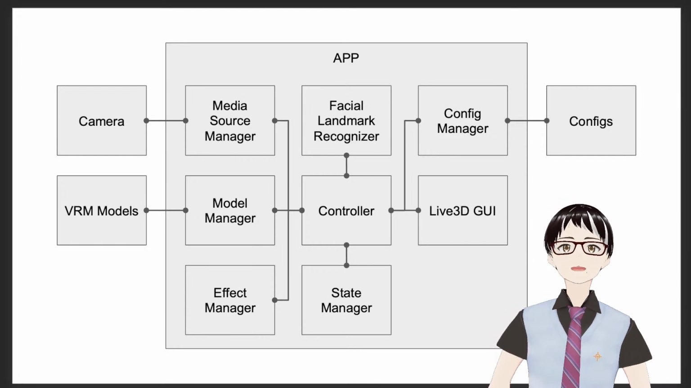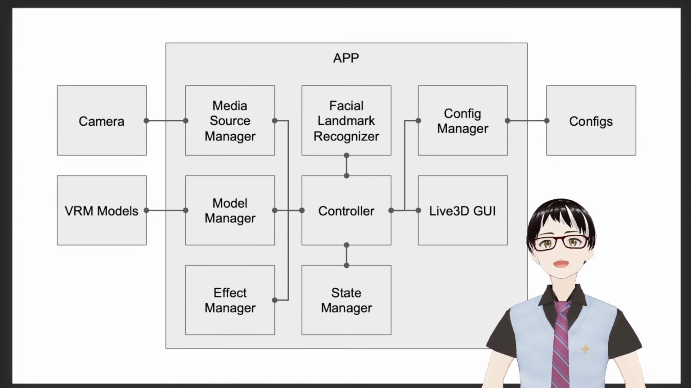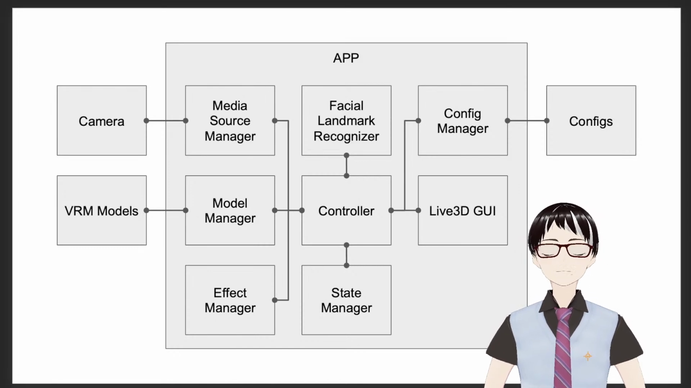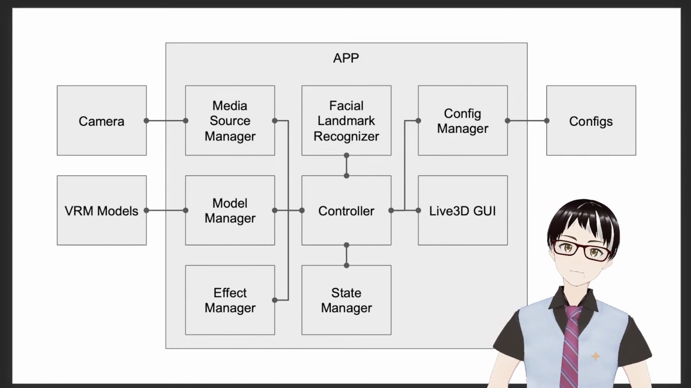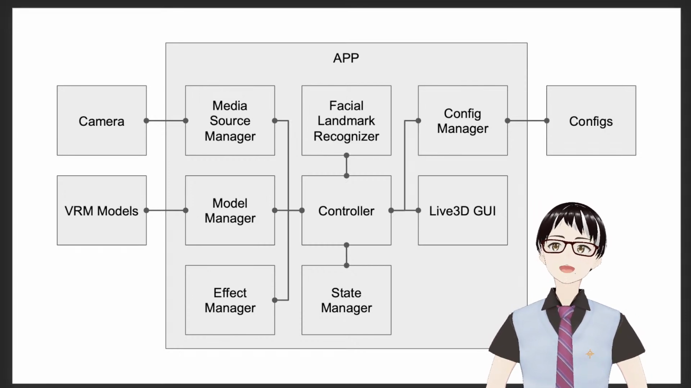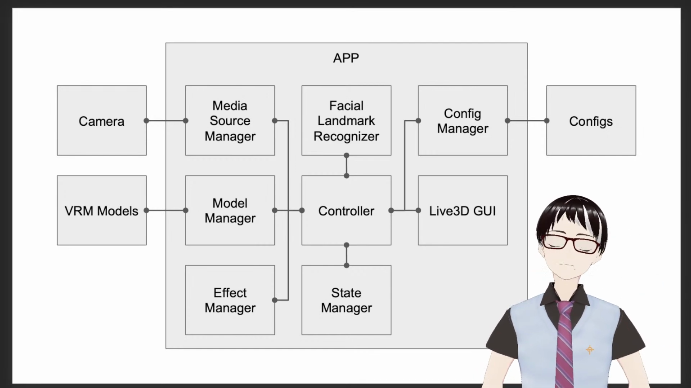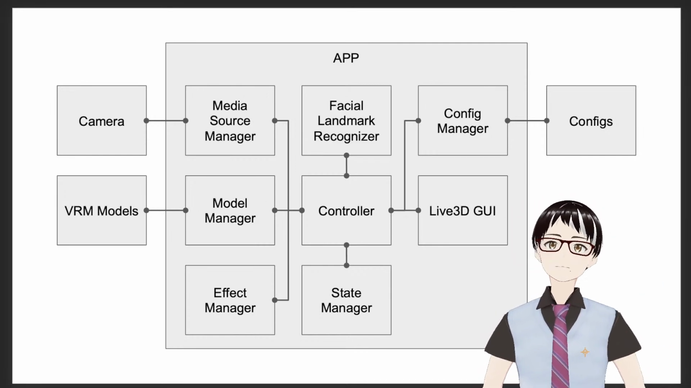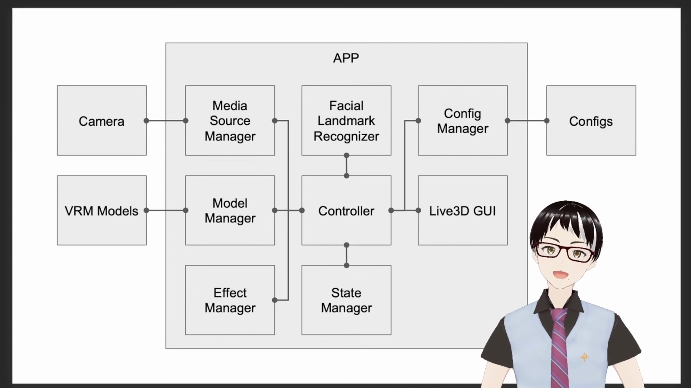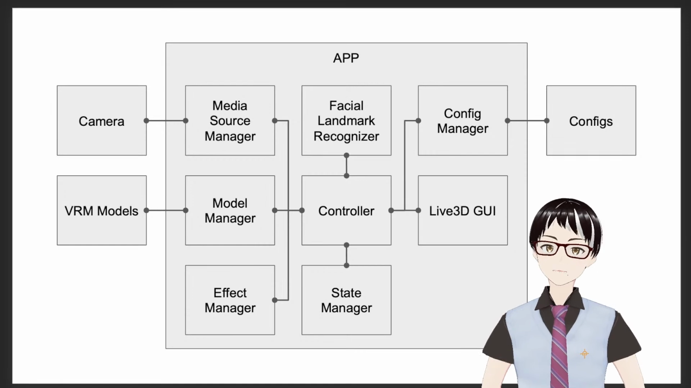And then after we get this done, we will have the 3D model loaded from the VRM, right? So the VRM format is the format that we support. The model manager will be able to get the 3D model, load it into the controller, and the controller will be able to have those models rendered from our GUI, the Live 3D GUI, right? So that's the original plan.